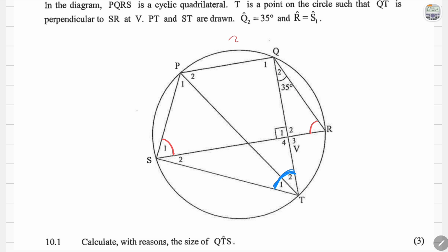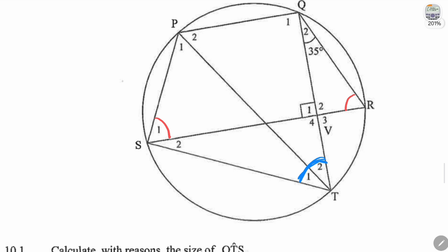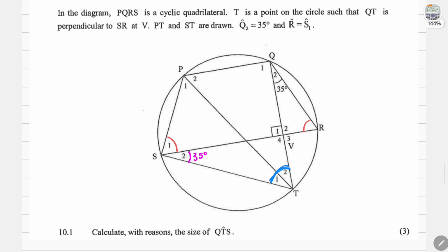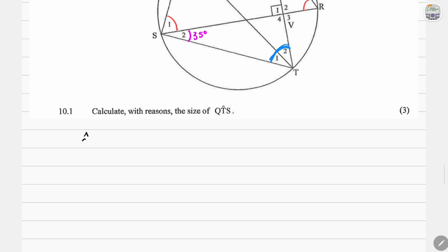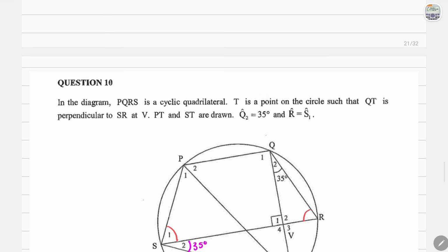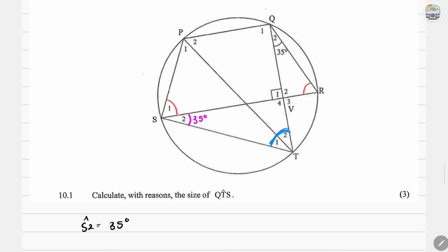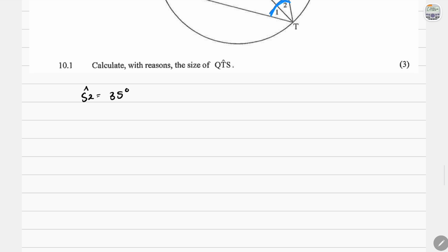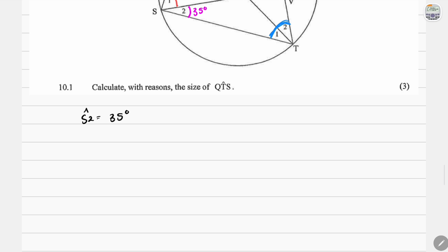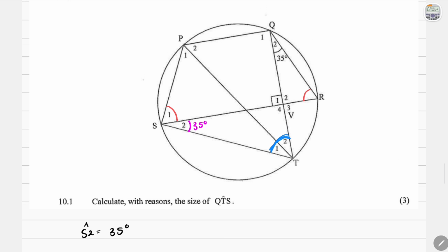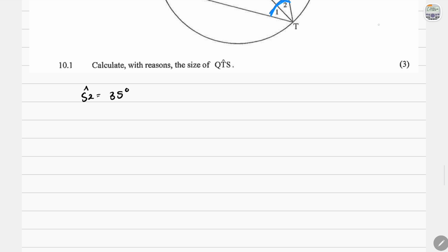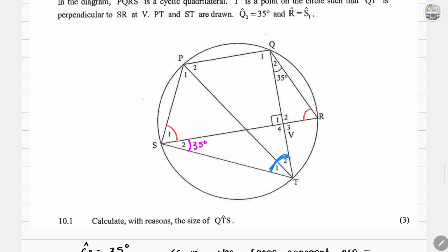Okay, so that means that this is 35 degrees. I'm just going to put that down. This is 35 degrees and we can state that down first. So tell them that angle S2 is equal to 35 degrees because we have angles at the circumference subtended by the same arc or chord, of course, but in this case it's an arc. They are equal. Or you could, of course, use the short reasoning, which would be angles in the same segment. Okay, angles in the same segment are equal.